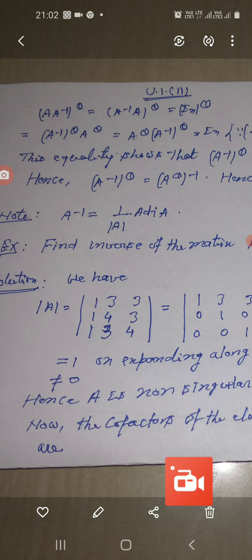Now we will discuss A inverse. You know the formula: A inverse is equal to adjoint of A upon determinant A. Now we will use this formula in order to find the inverse of any matrix. Here we have some examples. Example: find the inverse of the matrix A, which is given as, in the first row 1 3 3, in the second row 1 4 3, in the third row 1 3 4.